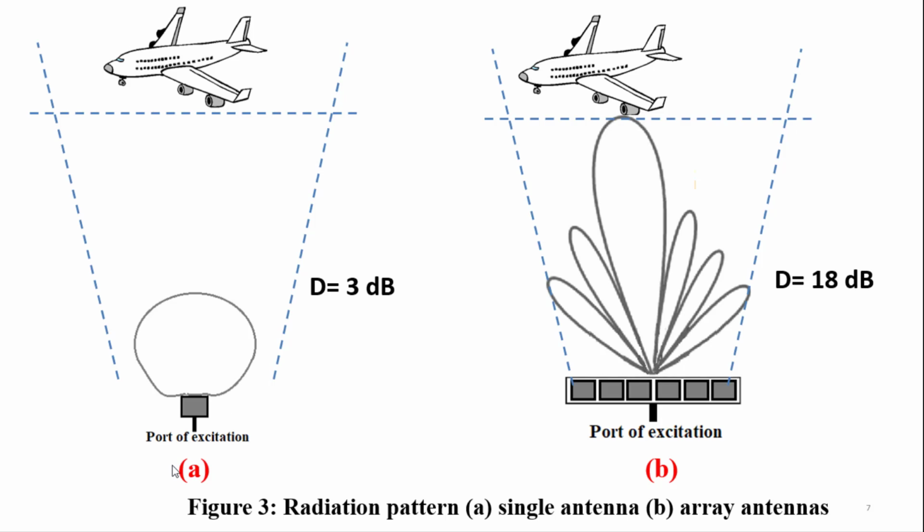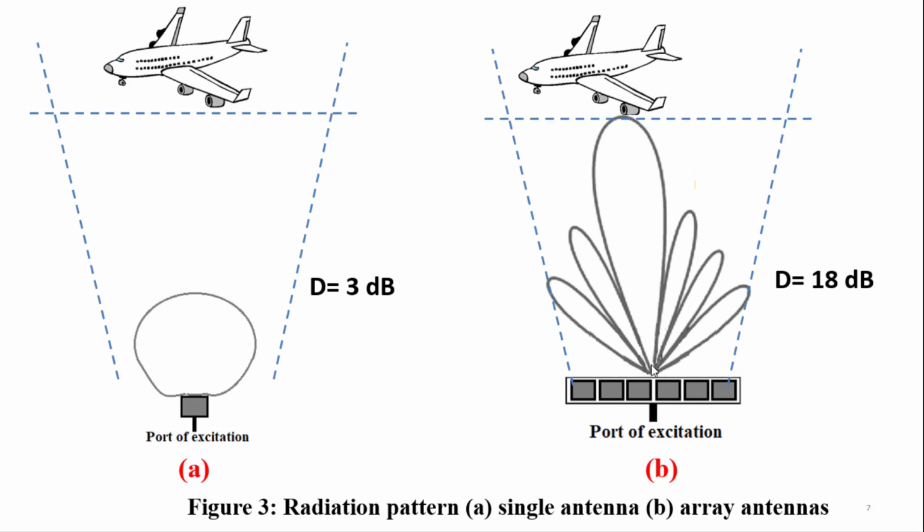For figure A, we have one single antenna with a directivity of 3 decibels. This single element cannot cover the region, for example for plane or aircraft applications. So I need to use an array antenna with high directivity. Figure B represents an array antenna with 6 elements, and in this array I have a directivity of 80 decibels.